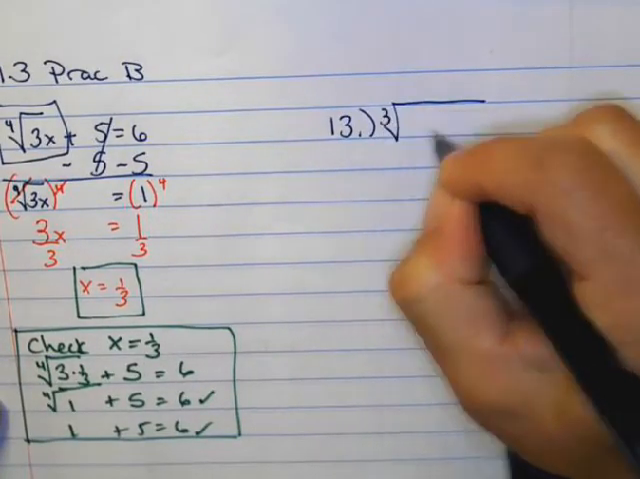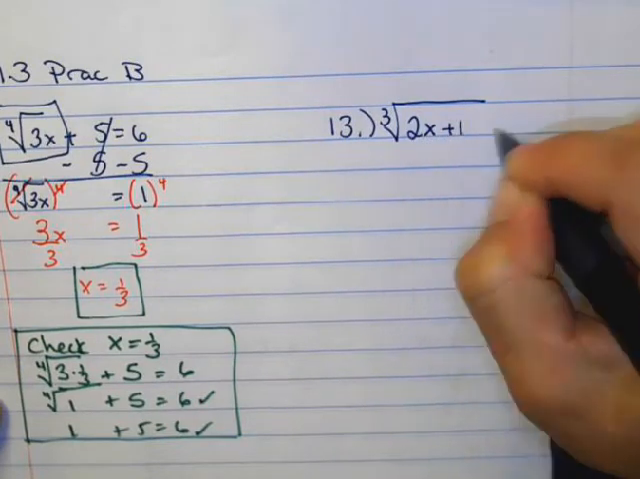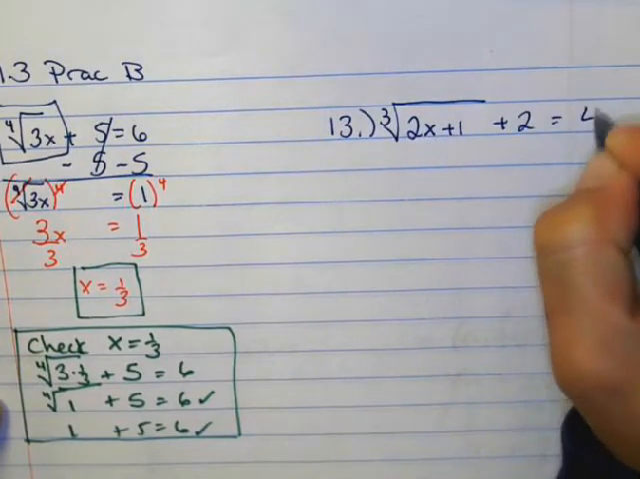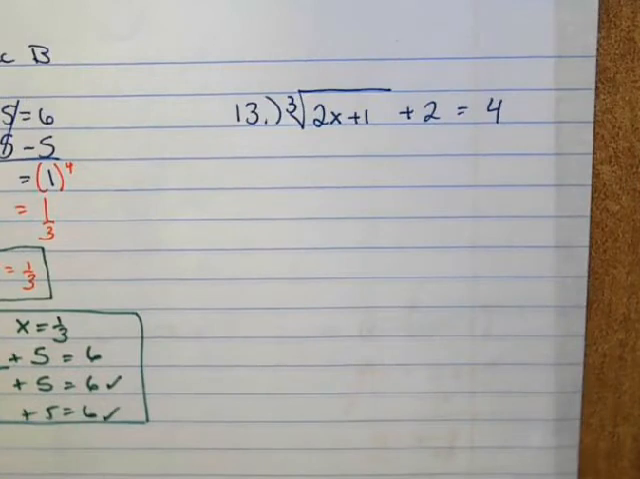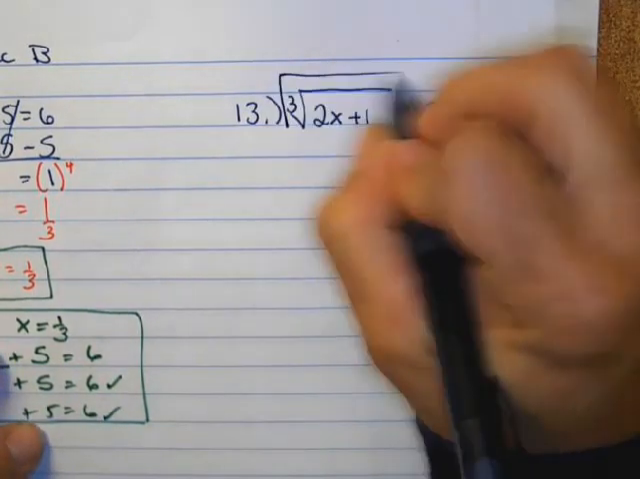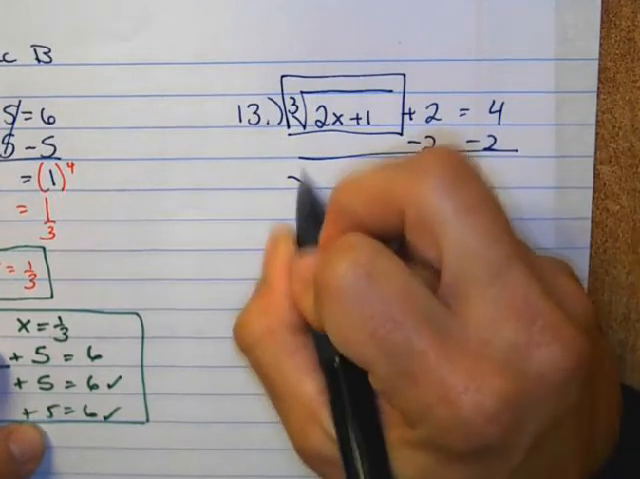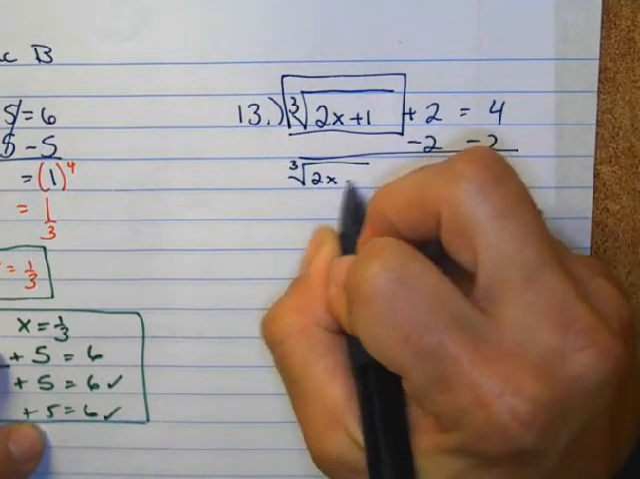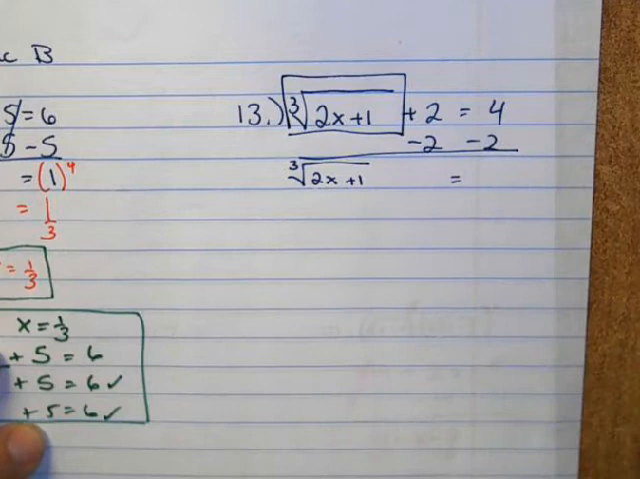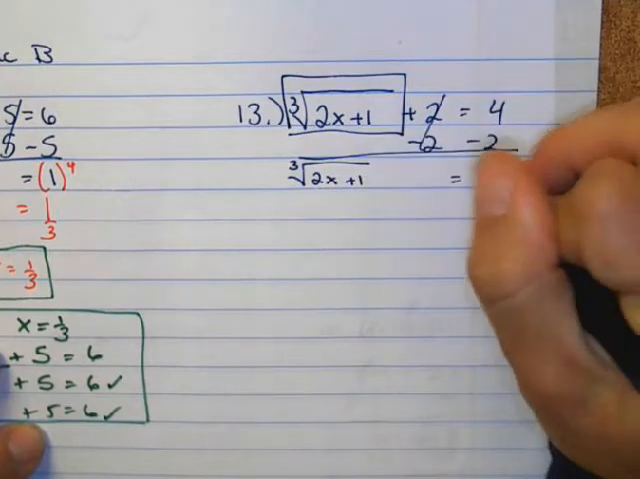13 is the cube root of 2x plus 1, plus 2, equals 4. Alright, so again, I'm isolating my radical. So there's my radical. I'm subtracting 2. I'm going to get the cube root of 2x plus 1. I'm going to do my lovely subtraction over here, 4 minus 2.